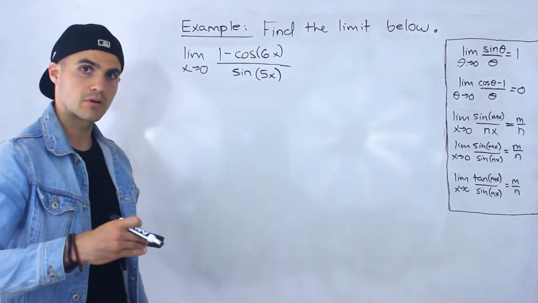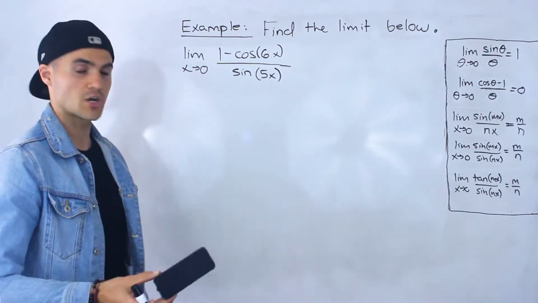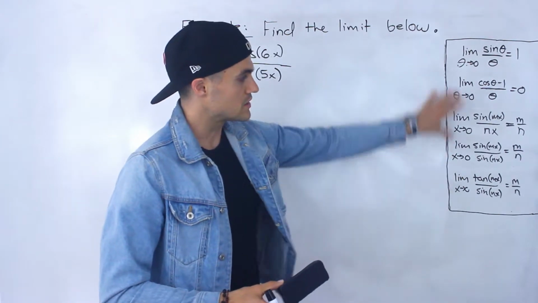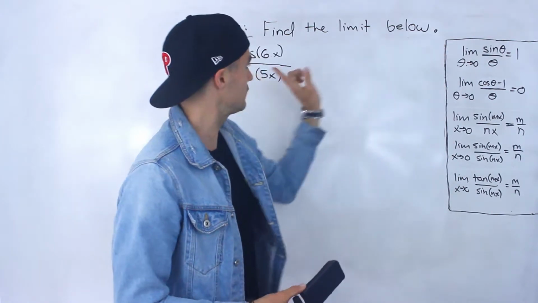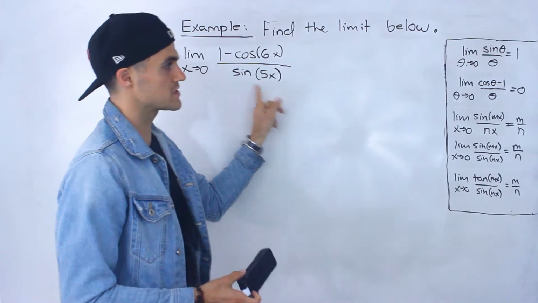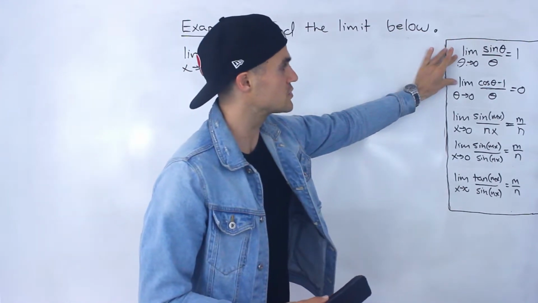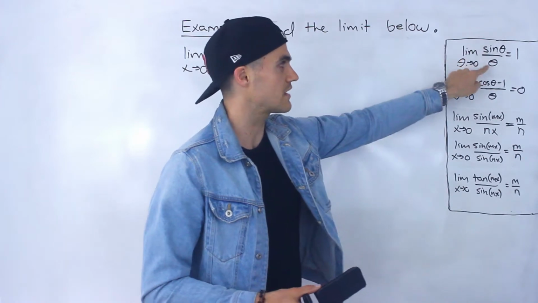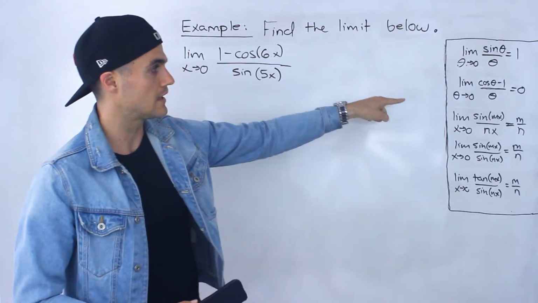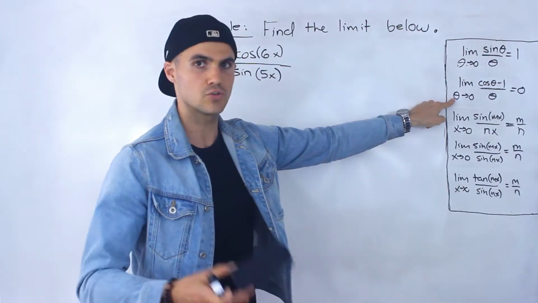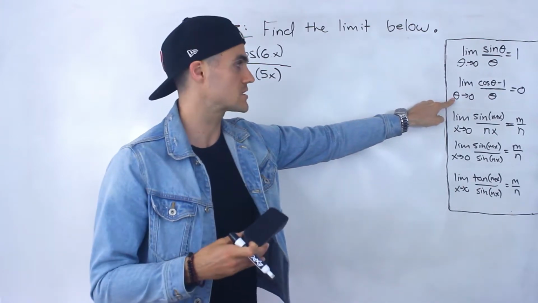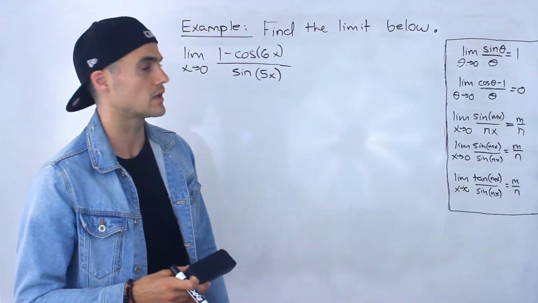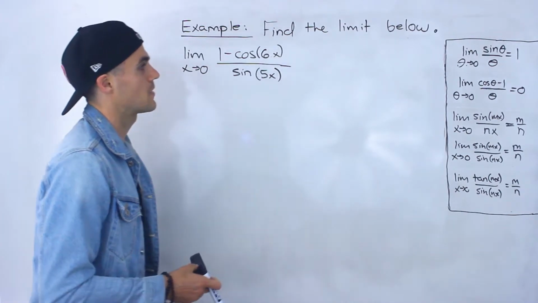Like in the previous examples, which I'm assuming you've watched up until this point, I'm going to be using these results to help us out, and more specifically for this limit, I'm going to be using these two results here. This limit as theta approaches 0 of sine theta over theta equals 1. And then this one, which we haven't used as much, but I'm going to be using it in this one: the limit as theta approaches 0 of cos theta minus 1 over theta is equal to 0.